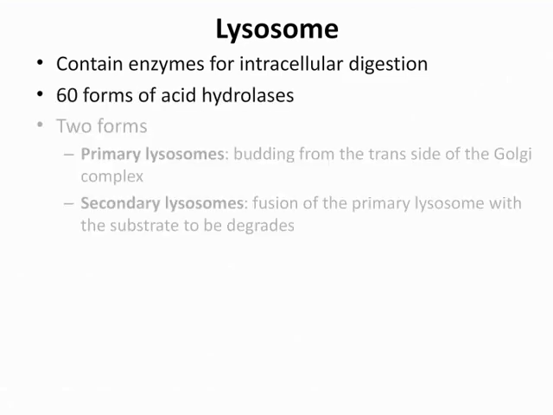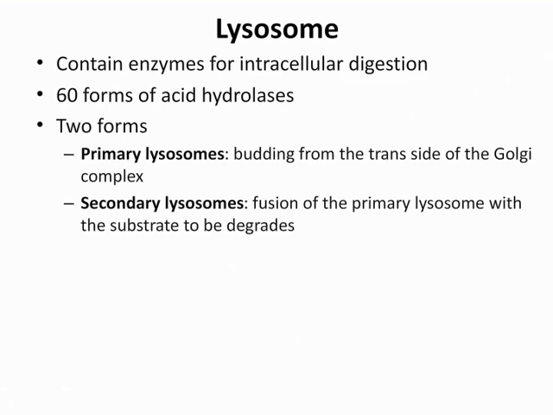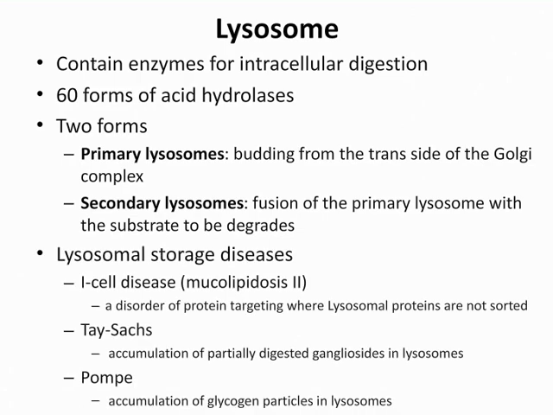So here we talk about lysosomes. All lysosomes are going to contain certain enzymes that help it digest certain things. There's 60 forms of those types of enzymes. Most of them are hydrolases. 2 forms are the primary lysosomes and the secondary lysosomes.